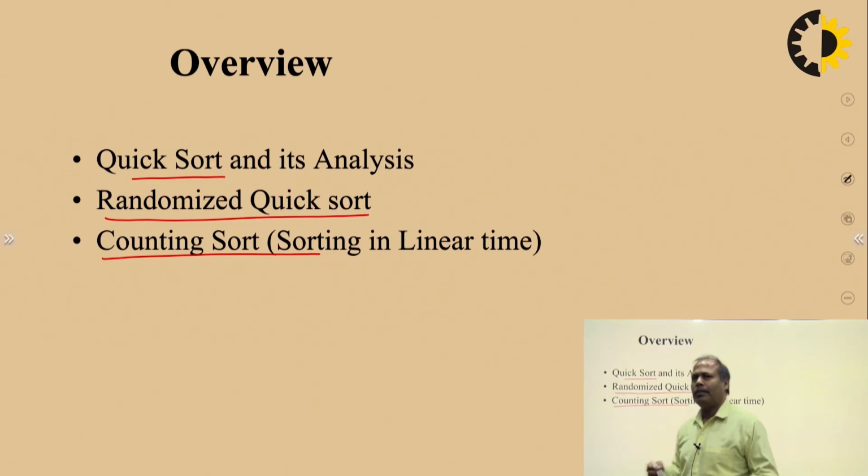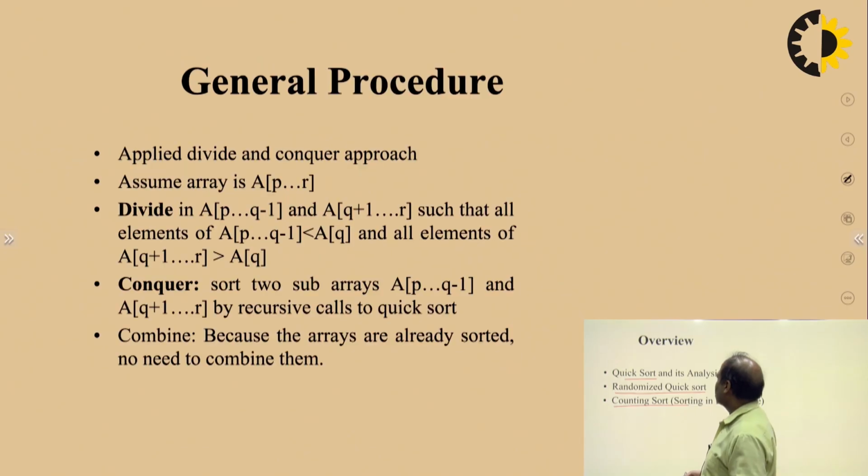We know that most of the methods, other than linear methods, are based on somehow comparing the elements, right? But we'll see that counting sort is not going to compare any elements. It is just going to count the frequency. After counting the frequency, it is going to place elements into the proper positions. Okay, so let's discuss quick sort.